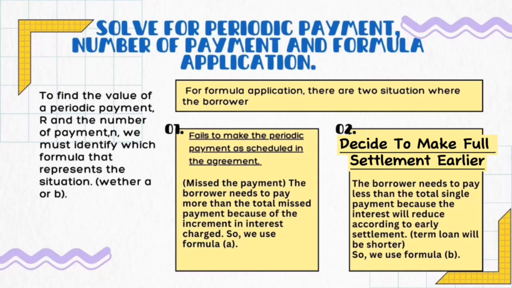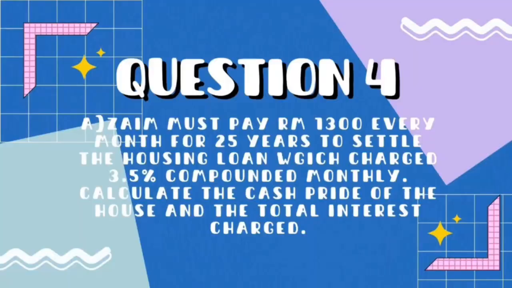Second, if the borrower decides to make the full settlement earlier, the borrower needs to pay less than the total single payment because the interest will reduce according to early settlement. So we use formula B.